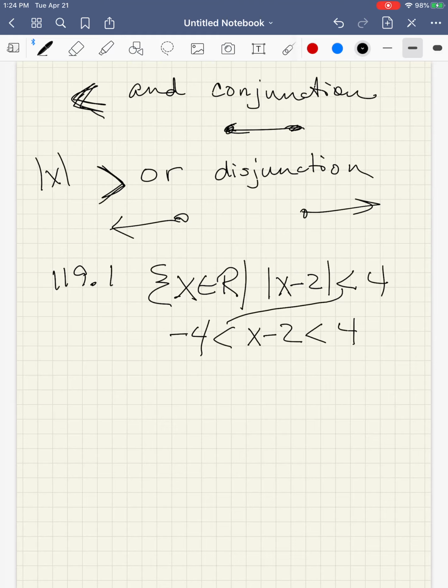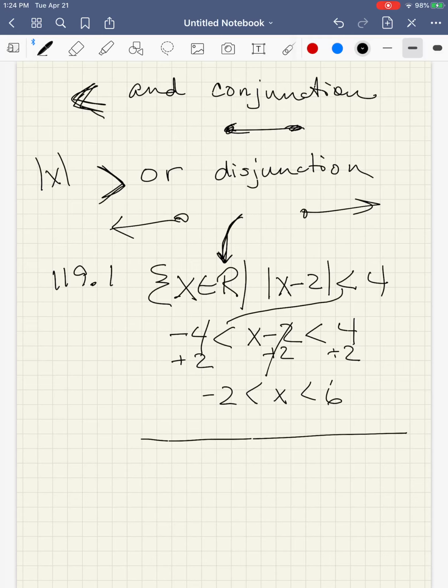Okay? And now once you have this set up, we want x by itself, so we have to add 2, but remember we have 3 parts here. So we have to add 2 all the way across to each part. So this will be x is greater than negative 2 and less than 6. And then we go back up and remember that our domain is reals, so it's okay to have open, closed dots and arrows.